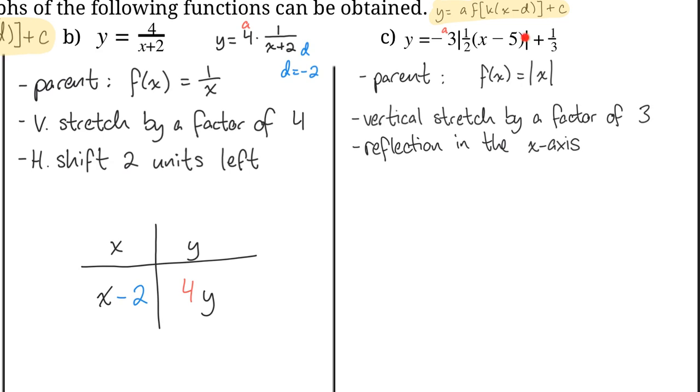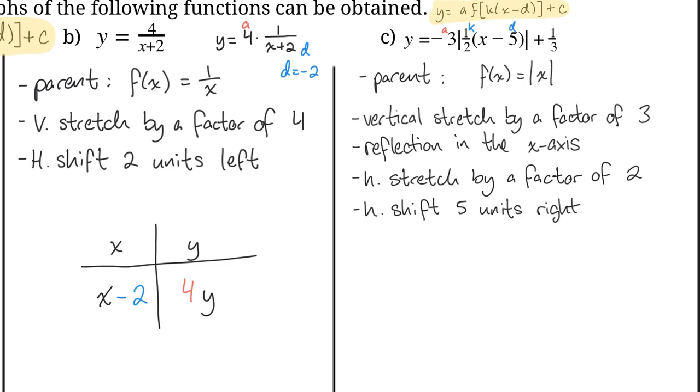So inside our absolute value, we have two things going on here. X is being subtracted by 5, so our d value is actually 5. And also this whole thing is being multiplied by 1 over 2, so this is our k. So since k is 1 over 2, we're going to have a horizontal stretch by a factor of 2. And since 5 is being subtracted from x, our whole graph is going to shift to the right 5 units.